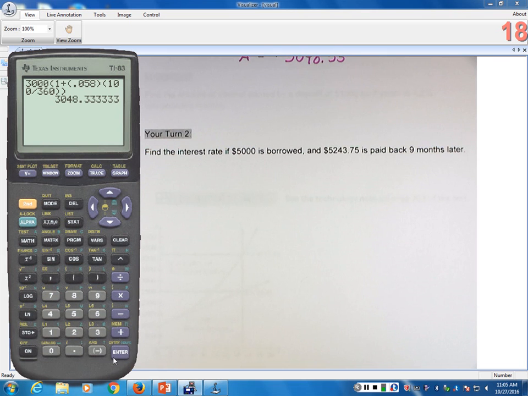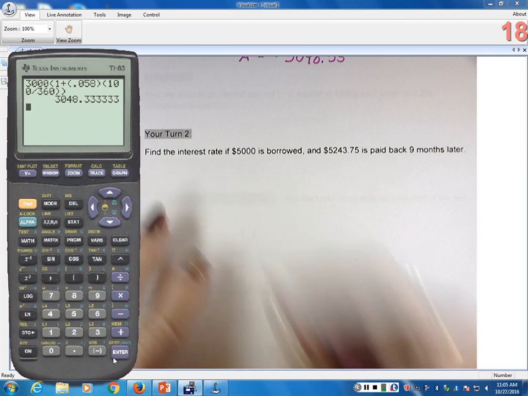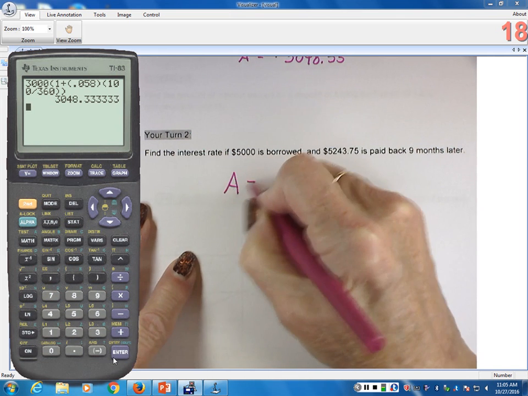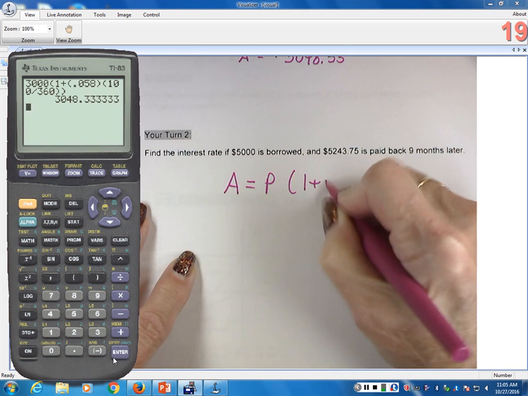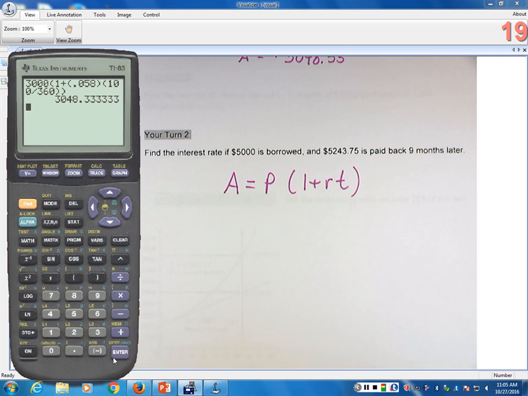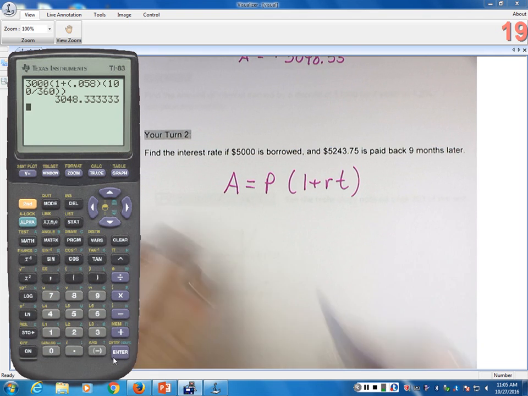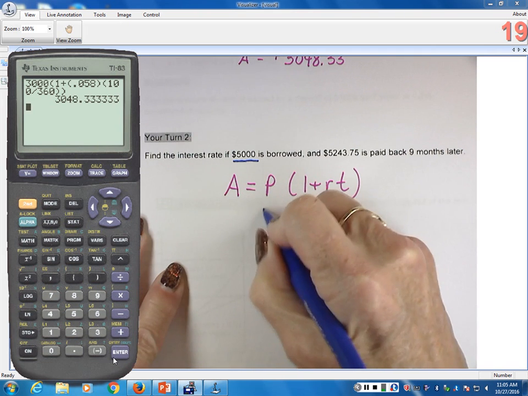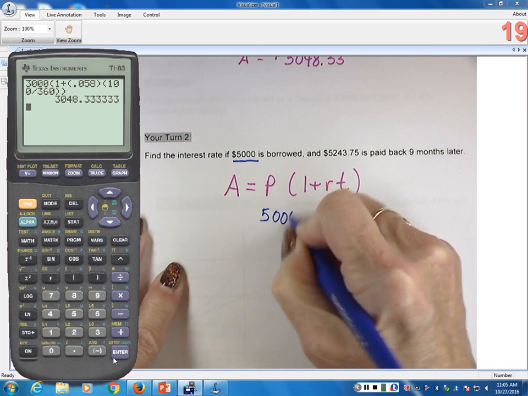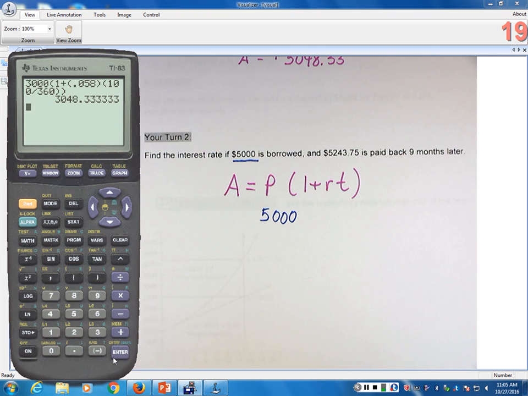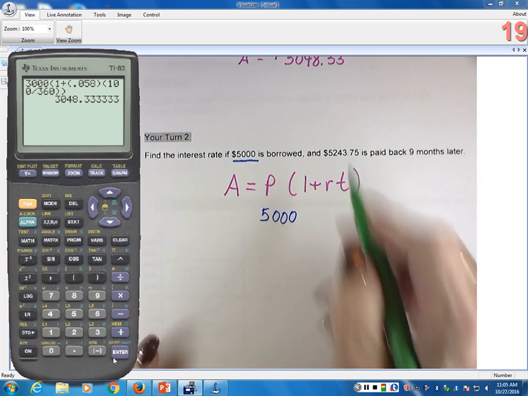Now, if you're smart, you knew what that was before you signed on for that loan. But we could find the interest rate if we needed to by plugging into the formula and doing a little bit of algebra. So again, your formula is A is equal to P times 1 plus RT. We know P, we also know A, the future value.